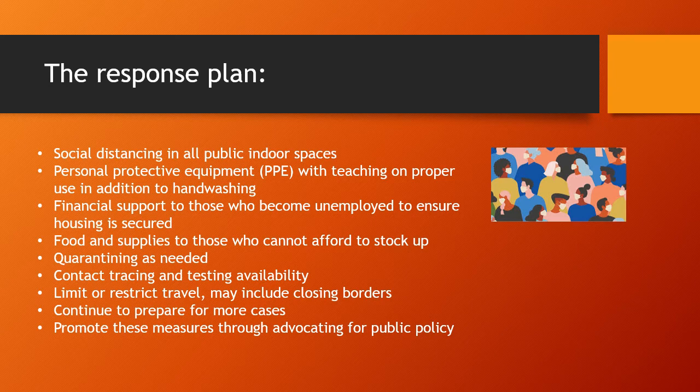Making sure there is adequate food and supplies for those who cannot afford it needs to be part of the response plan as well. Quarantining as needed is part of the response, as is contact tracing and testing. Testing availability is a challenge that needs to take priority during a pandemic. Travel will need to be limited or, in some cases, completely restricted. This may include closing borders. Continuing to prepare for new cases and outbreaks is an ongoing process. And again, it is important to promote these measures through advocating for public policy.